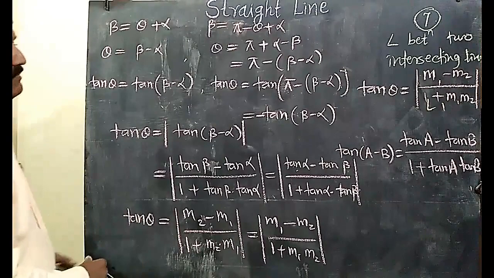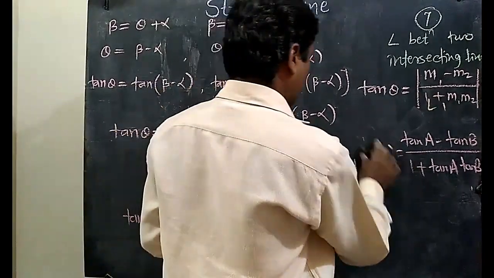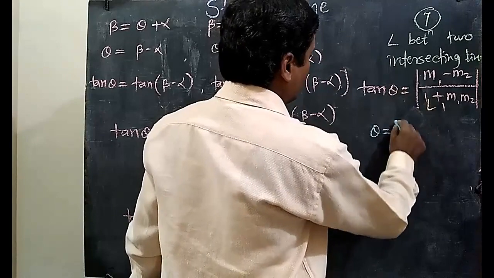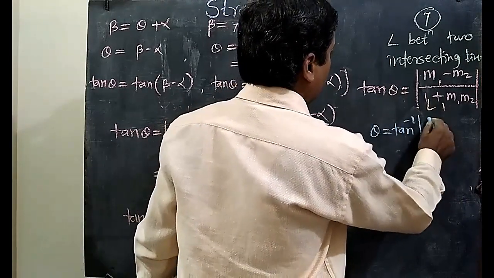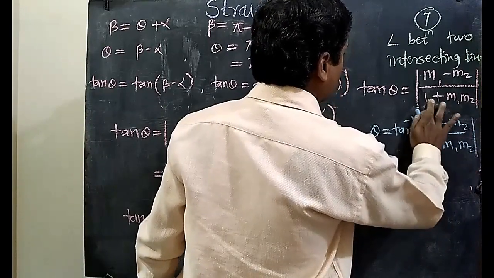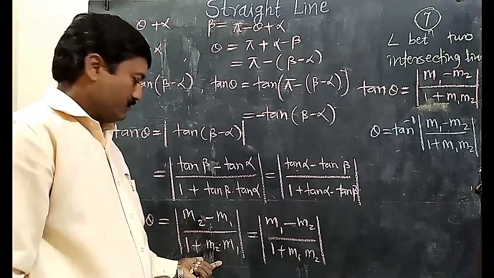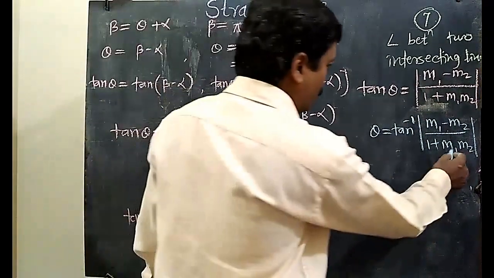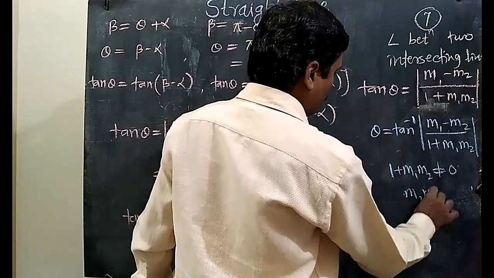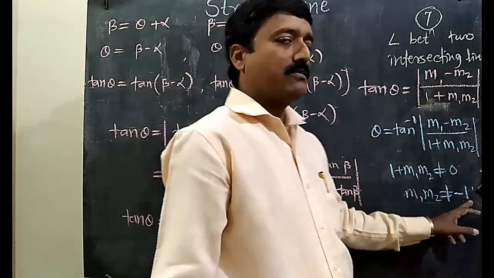And if you want to find only theta, then we can write theta is equal to, taking this tan to the right, tan inverse of m1 minus m2 upon 1 plus m1 m2. One condition once again arises here: the denominator in mathematics should not be equal to 0. So 1 plus m1 m2 should not be equal to 0, that is, m1 m2 should not be equal to minus 1. But in our previous article we have learned that if m1 m2 is equal to minus 1, the lines are perpendicular.